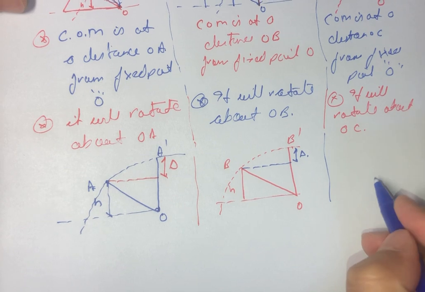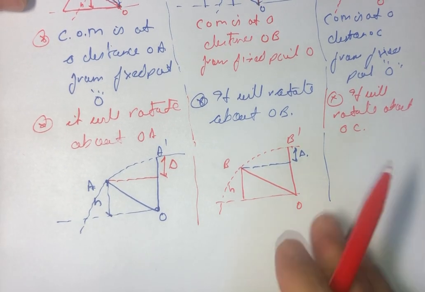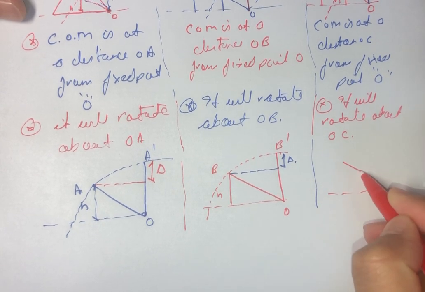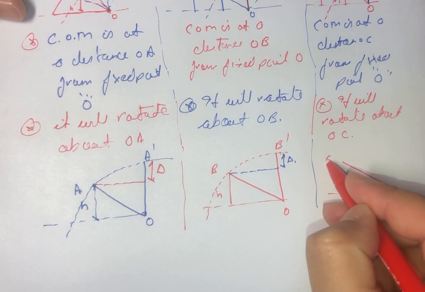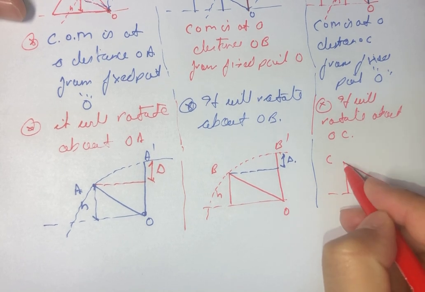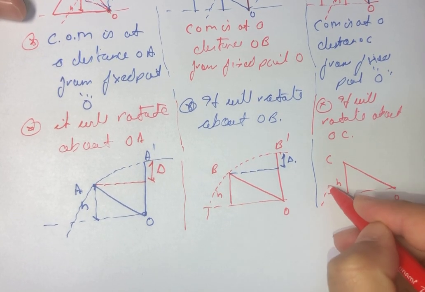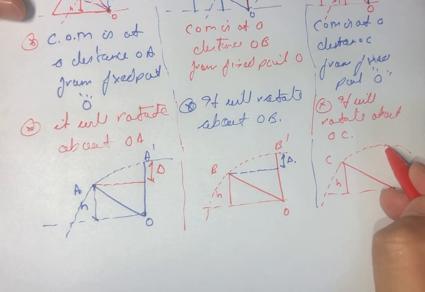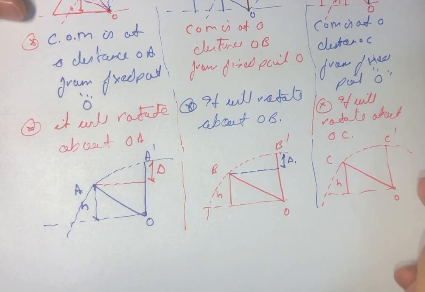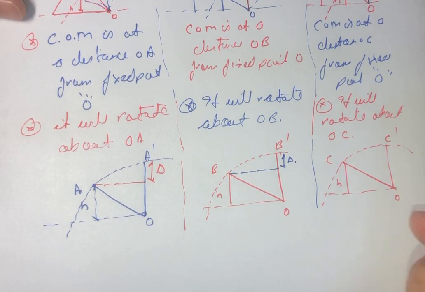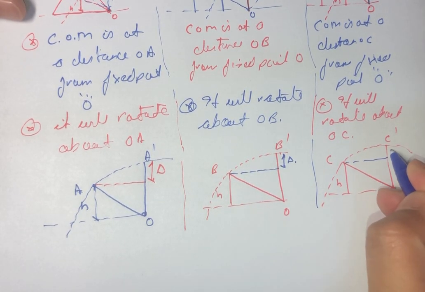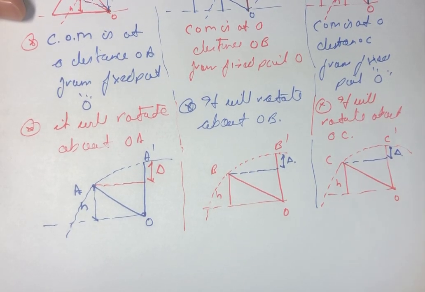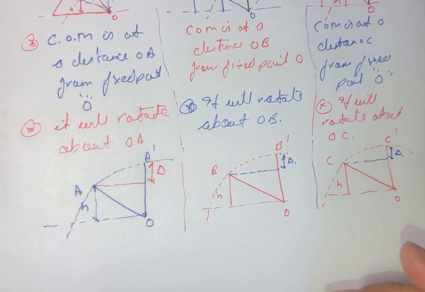Similarly, we can draw for the pentagon also. For the pentagon also, we are going to get point O, this will be C, height of the center of mass is given as h. It will be following this circular path, and this will be our C prime, and we get the height with which the center of mass is increased is given as delta, which we are supposed to find out.